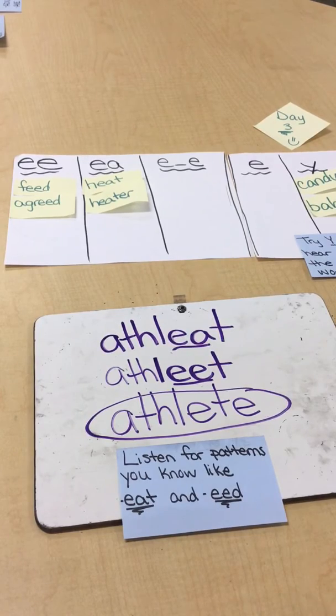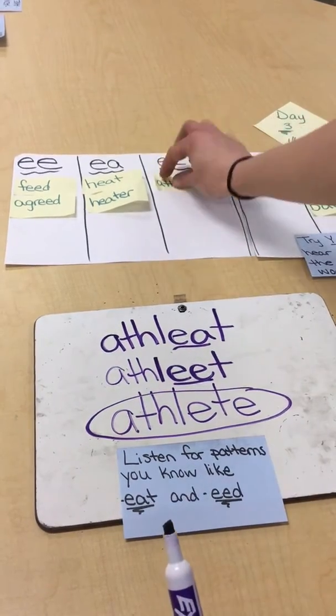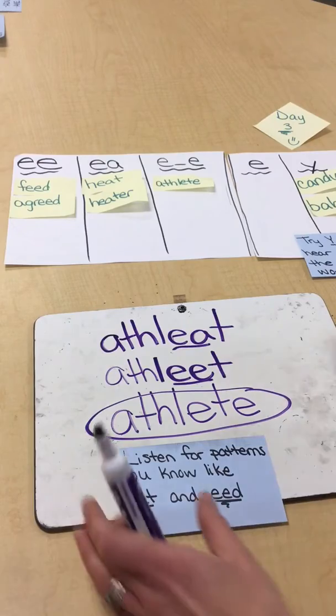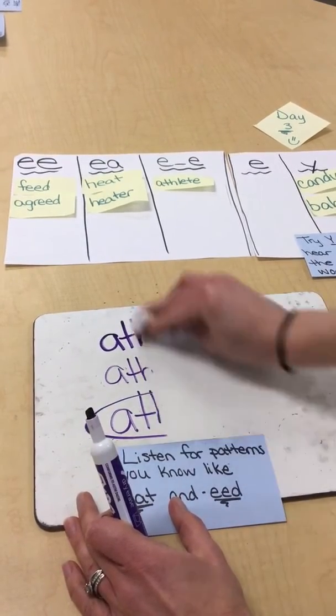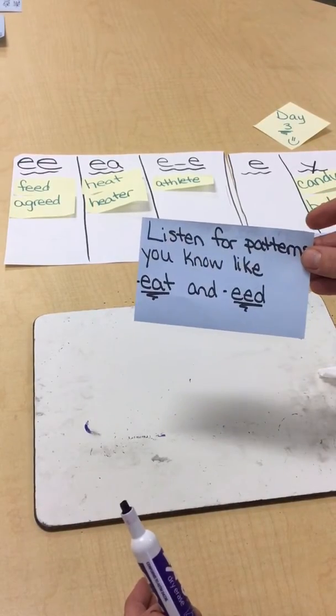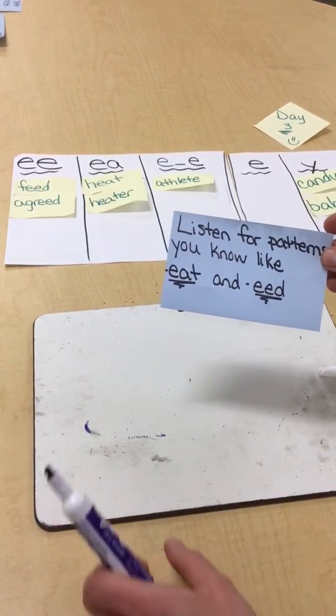So sometimes when you hear a pattern but you're not quite sure which one, write them out a few different ways and check to see which one looks the correct way, how you would read it if you saw it somewhere. So the second rule was to listen for patterns, like eat and eat.